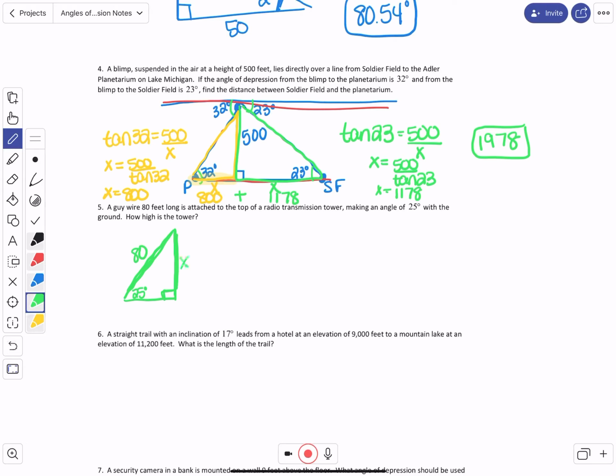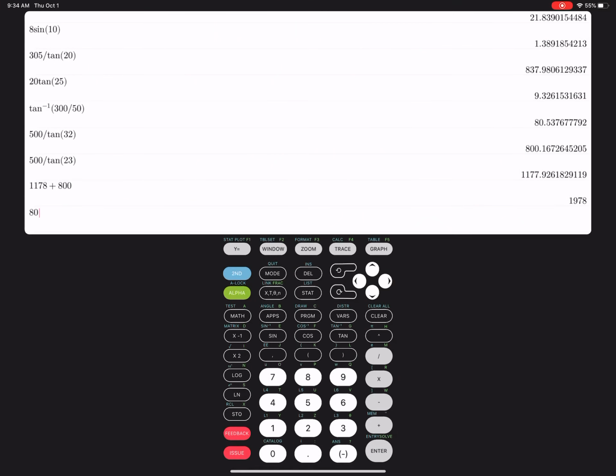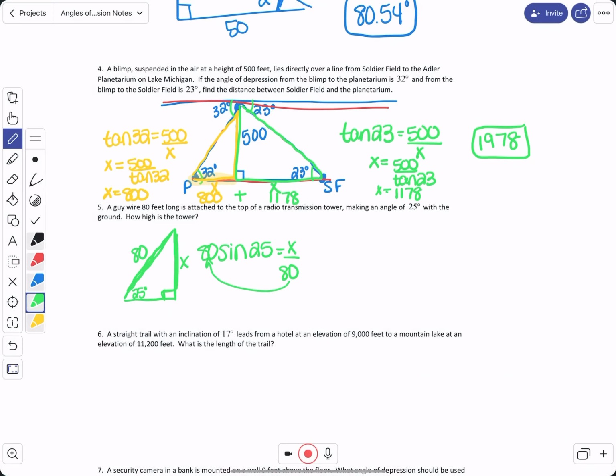So this time we are using the hypotenuse, which means we're going to use sine or cosine. We have to figure out which one. Is X adjacent to 25 degrees or opposite from 25 degrees? That determines if it's sine or cosine. X is opposite, so we're going to use sine. Sine of 25 degrees is opposite over hypotenuse. So we move 80 up and over: 80 times sine of 25, and we get 33.81.